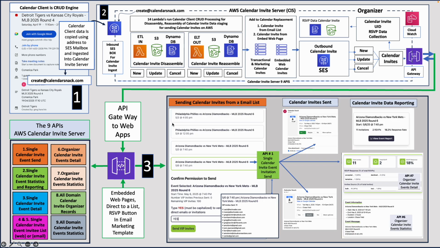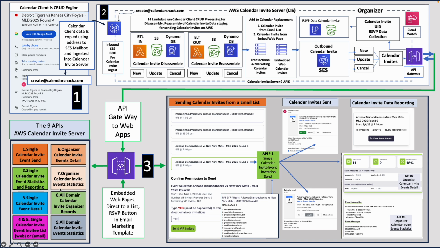calendar invite to API number 1, and API number 1 sends out the calendar invites, and then we're going to track this data, which we collect back here in the engine up in what's called the calendar UID RSVP data collection engine over here, and then we visualize it using these APIs 2 through 9. So number 1 is reserved for calendar invite sending at scale to send millions.